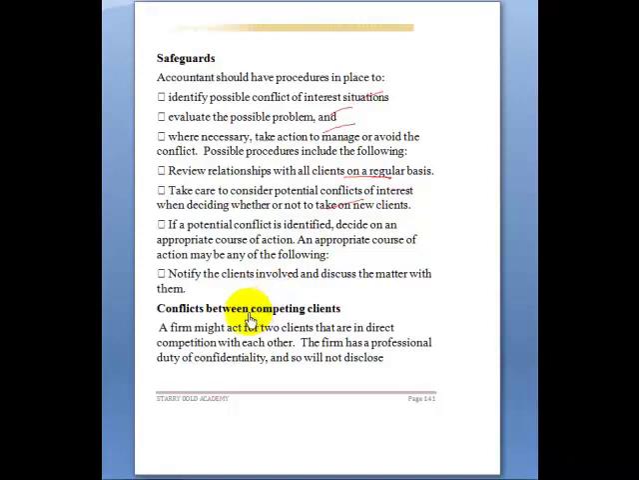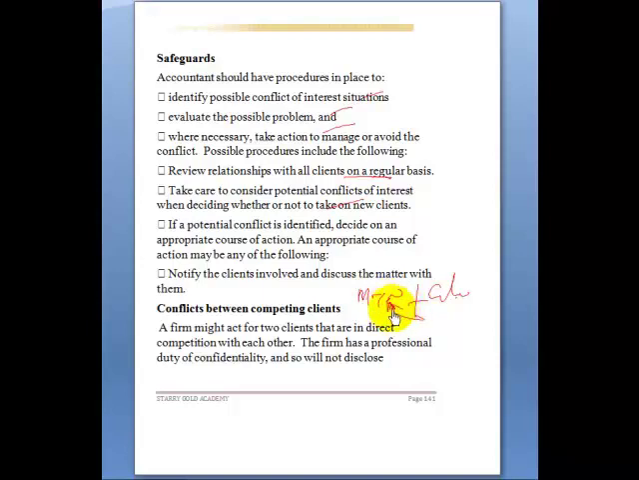What about conflicts between competing clients? For example, let's assume you are the auditor of MTN and you are the auditor of Glo at the same time. How do you manage it? Because there could be issues. MTN may not trust you, Glo may not trust you, because there could be information leakage from the auditing staff.